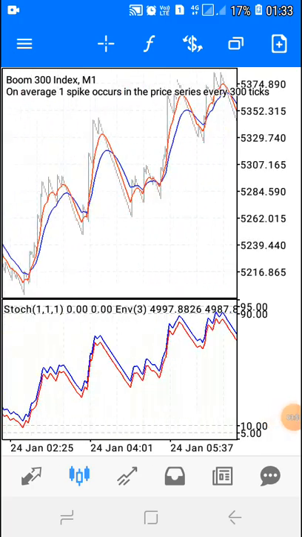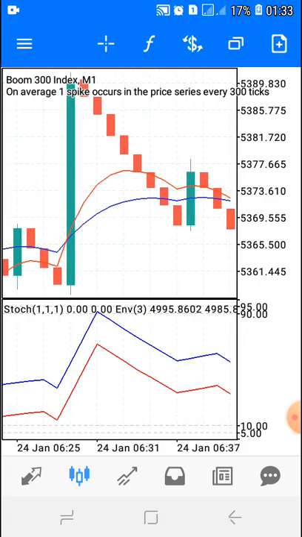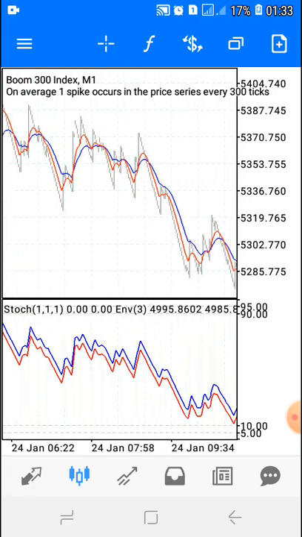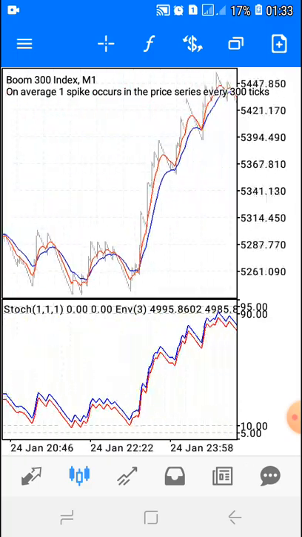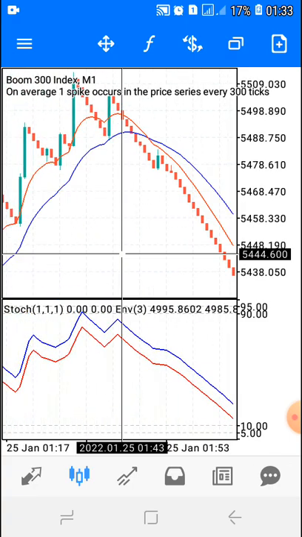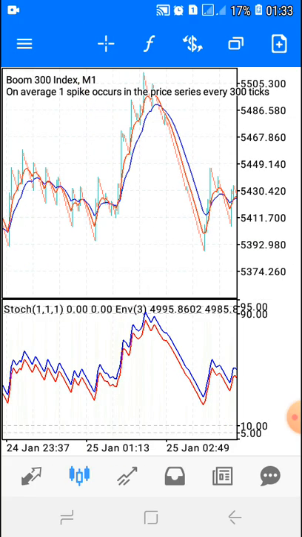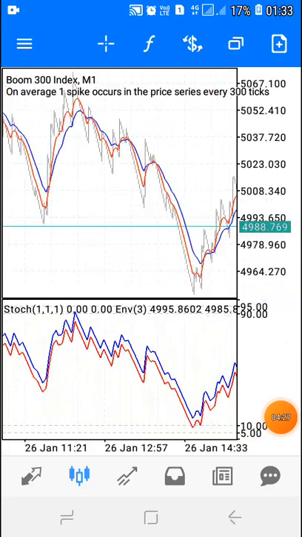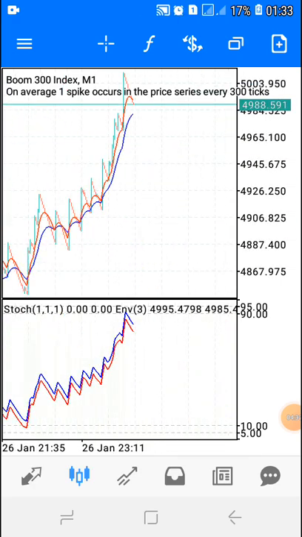Here's another one. Check this out. The envelopes is at the 90 level. Wait for the crossover, we take an entry. Let me just show you guys another entry before I'm done with this video. Check this out. Envelopes at the 90 level, crossover, we take a sell, 2 to 5 candles only, because this is Boom 300. I repeat, do not try to hold your trades for too long, because at the end of the day the market will spike and it will blow your account.